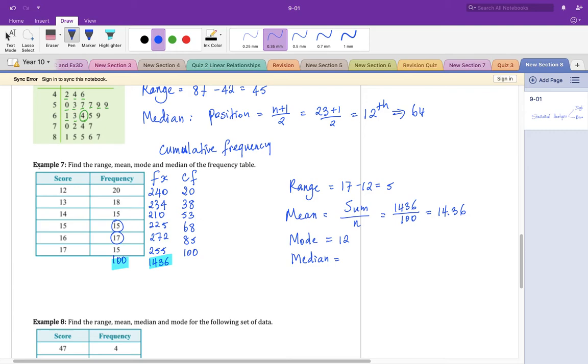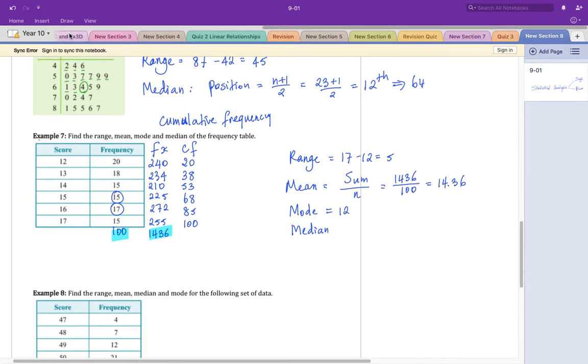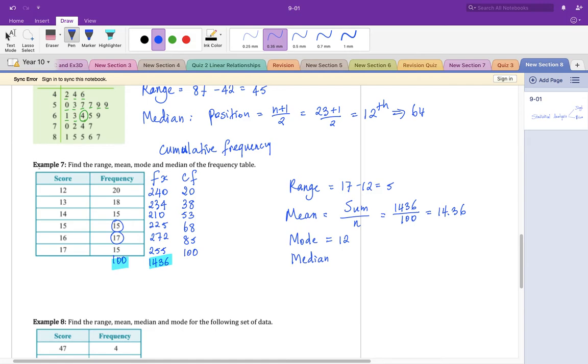So first of all, the position of the median. That's n plus 1 over 2. So position is equal to n plus 1 over 2, and there are 100 scores, and it will give you 50.5. So it means I'm getting the average of the 50th number and the 51st number. But how do I determine which numbers they are? That's where the cumulative frequency column comes into the picture.